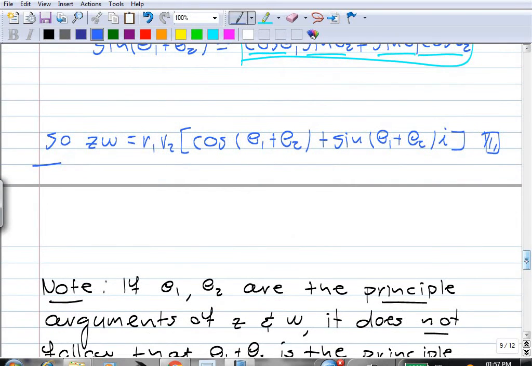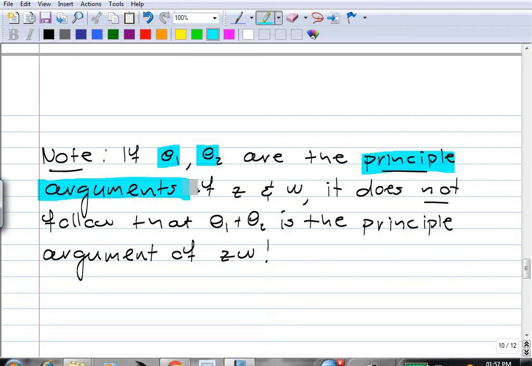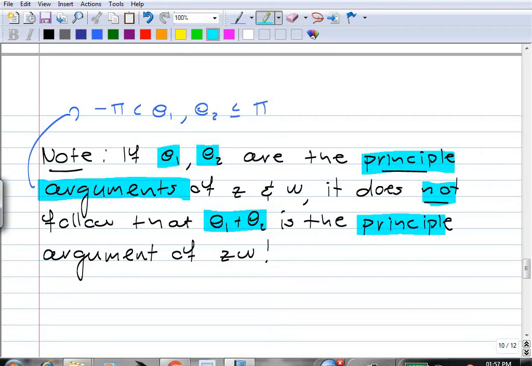One should note that even when theta 1 and theta 2 are the principal arguments for z and w, in other words they both sit between minus pi and pi, it does not necessarily mean that theta 1 plus theta 2 is the principal argument of z times w. And that's okay, because remember, every complex number has many different polar forms.